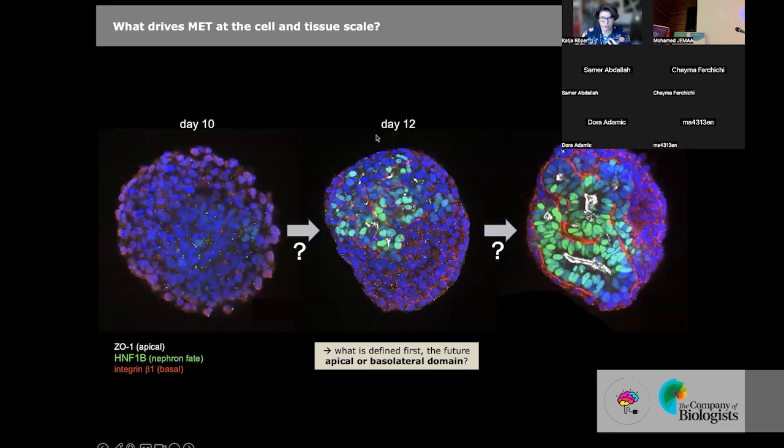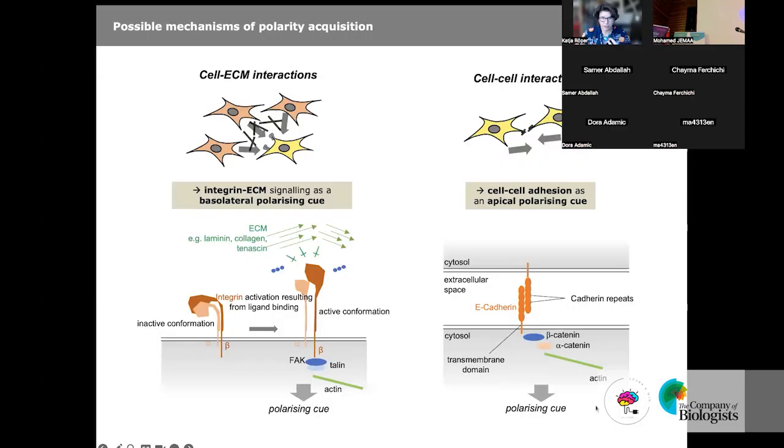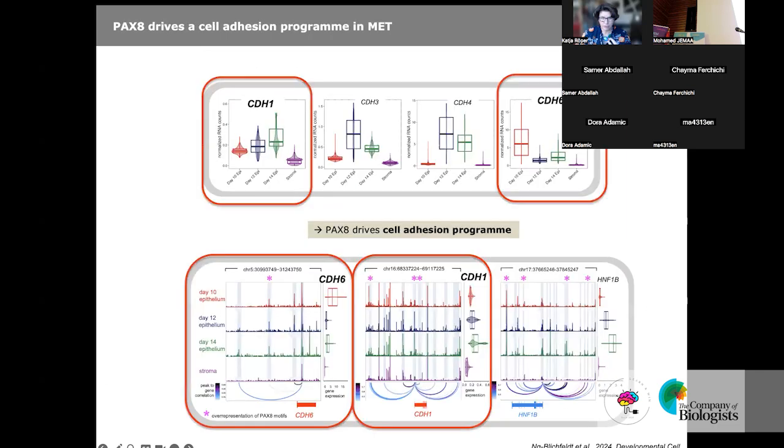So what defines this polarization is the signal coming from the apical or basal domains of cells and how it is coordinated between the cells. We know from cultured cells, 3D culture models, but also many different model organisms that in different cases, both apical and basal cues can lead to polarization. In the nephron, we can think of cell-ECM interactions driving the cell polarization, or it could be driven by cell-cell interactions. And I already showed you that PAX8 seems to switch on the cell adhesion program by potentially directly controlling cadherin 6 and cadherin 1.